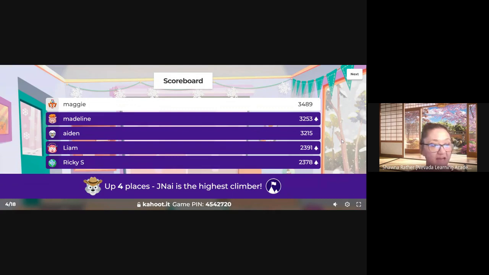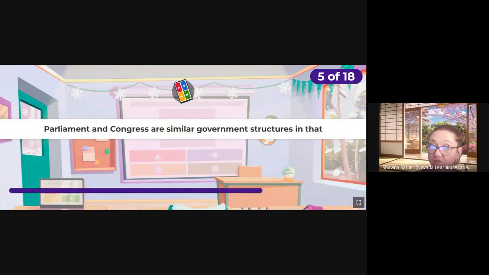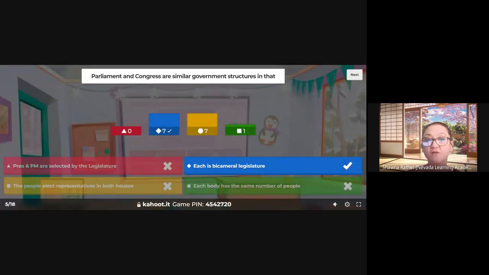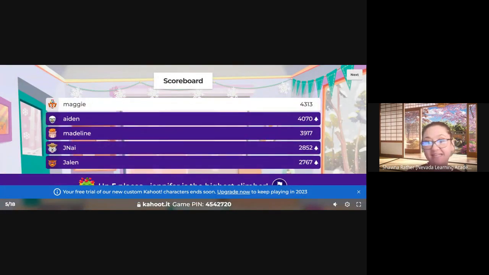Maggie's still in the lead. Madeline's moved up. Look at Janae up 4 places. Parliament and Congress are similar government structures, and that only one is correct. Remember, it's bicameral. The people do not elect those in the House of Lords and Parliament. Maggie's still in the lead.